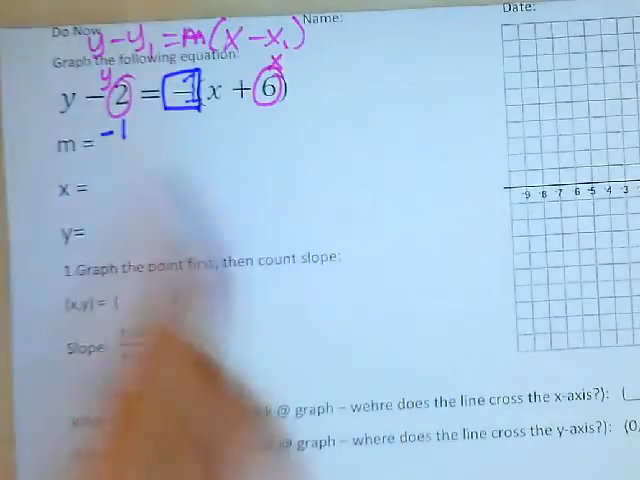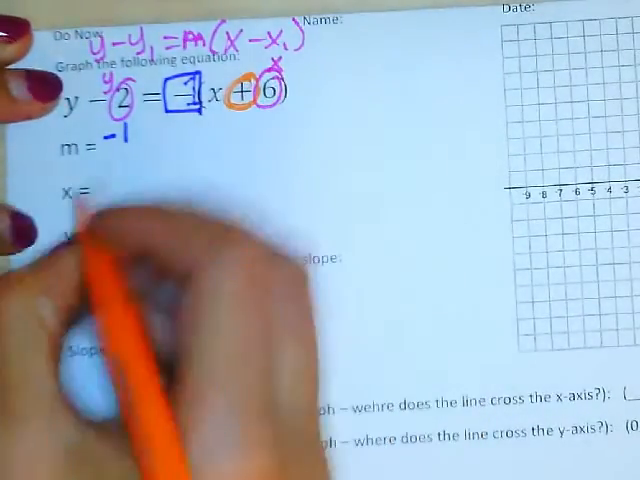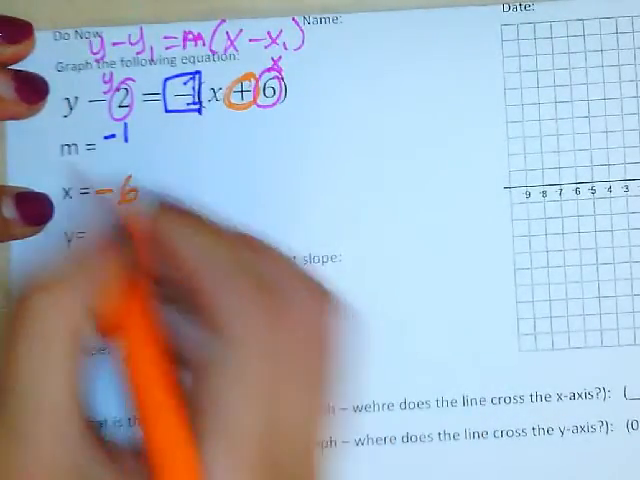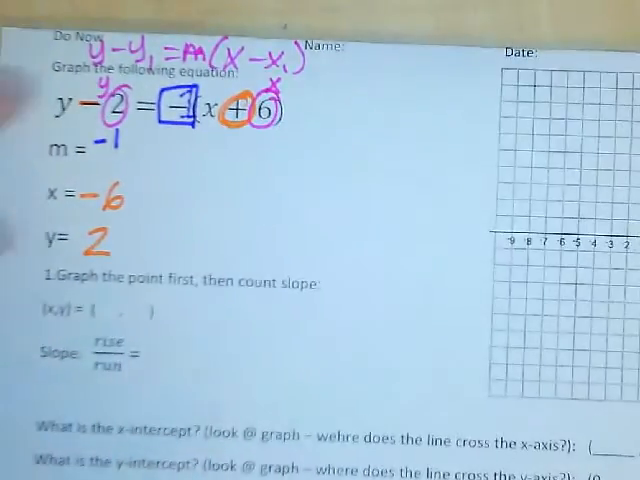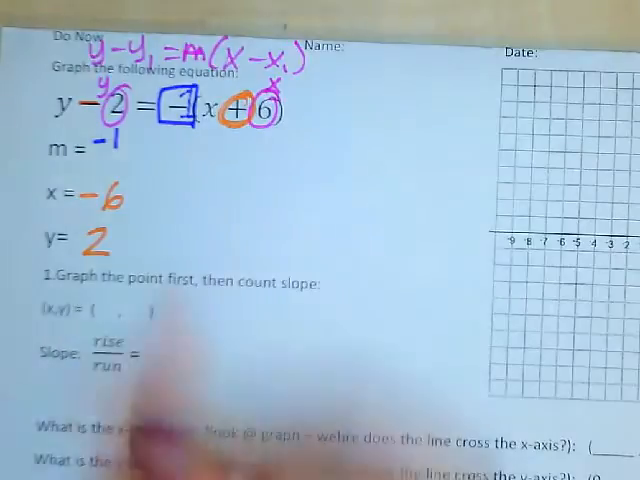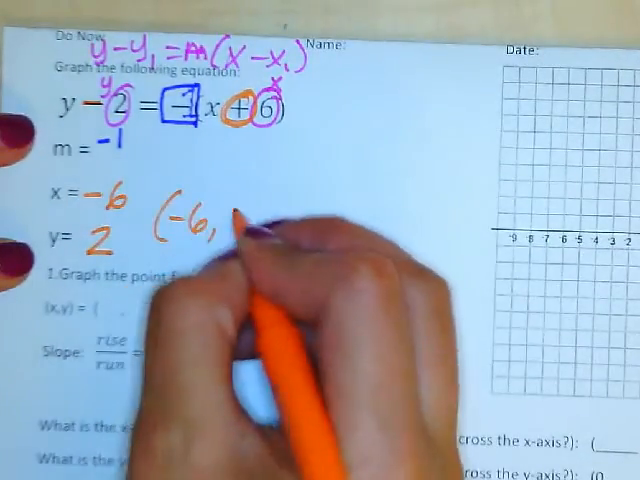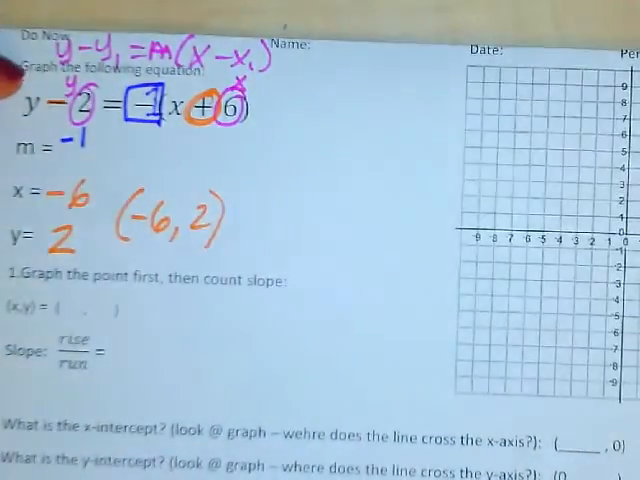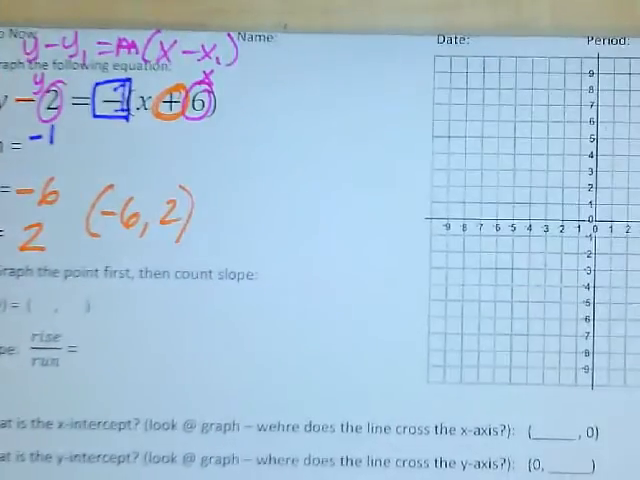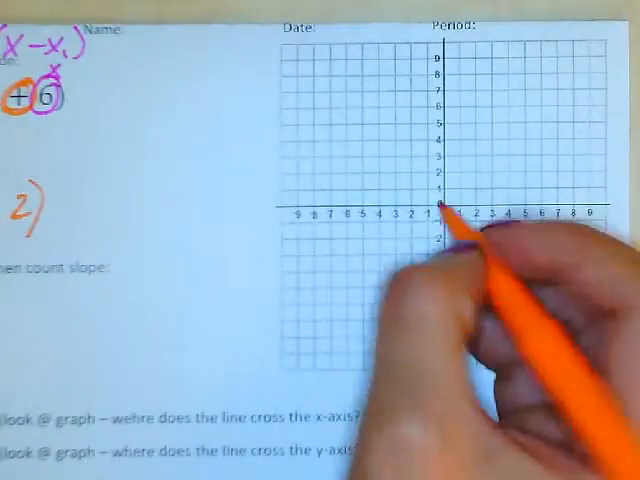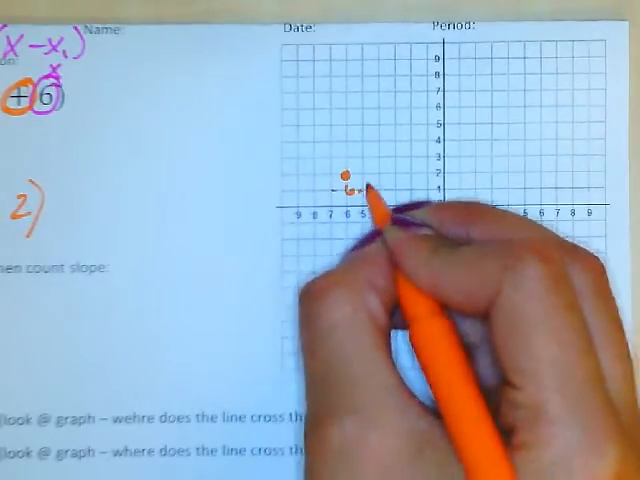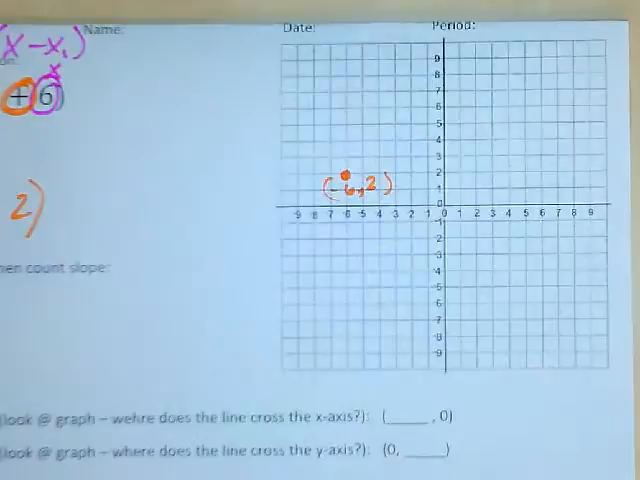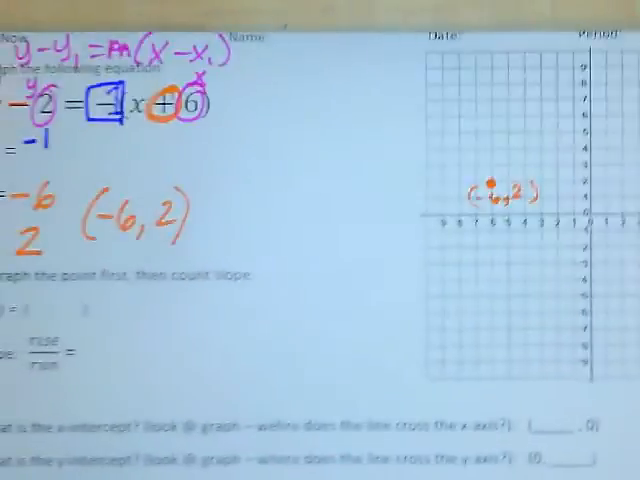Now, on the x, it is next to a plus sign, so that means that that's going to be a -6. The y is a minus sign, so that's a +2. Okay, remember that from your notes. So that means that my point is going to be -6, 2. So I'm going to go over here, and I'm going to graph that. So my graph, -6 and 2. So here's my point.